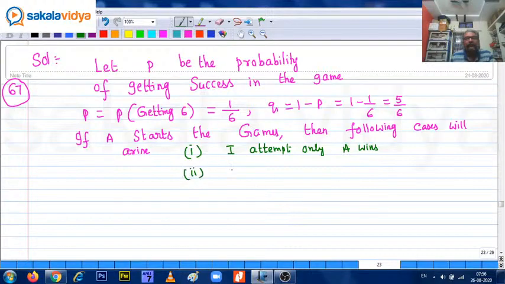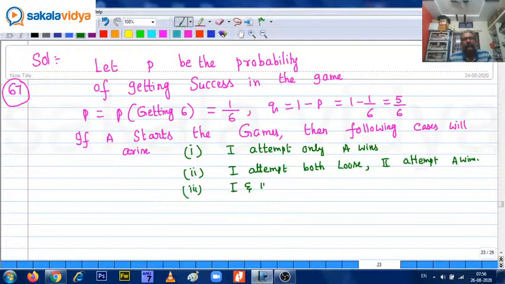Otherwise, in the first attempt both lose, in the second attempt A wins, then A will be declared the winner. Or third, in the first and second attempts both lose, in the third attempt A wins, and it will be continued.